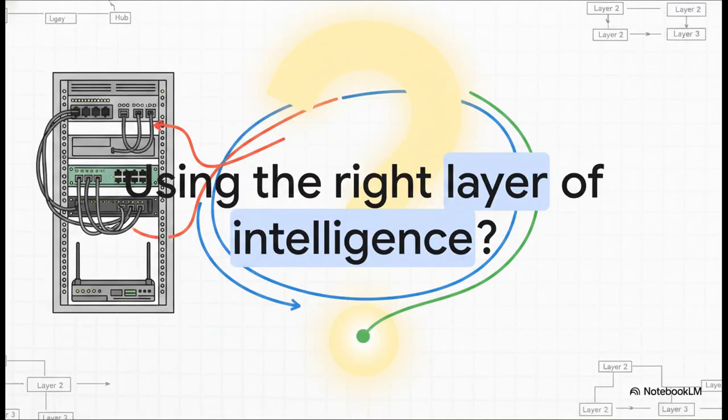Which leaves us with this final thought to take back to your own racks and server rooms. Is your network infrastructure utilizing the right layer of intelligence? Are you asking a Layer 2 switch to do a Layer 3 job? Are legacy hubs hiding in a closet somewhere, creating bottlenecks you haven't even noticed yet? Evaluate your hardware stack, trust your OSI fundamentals, and design with intention.